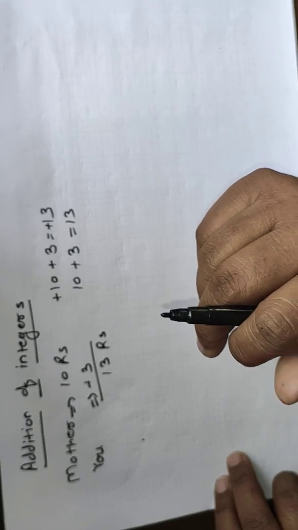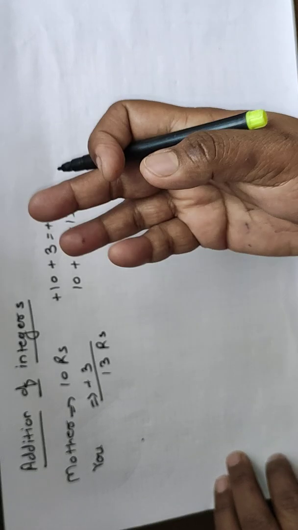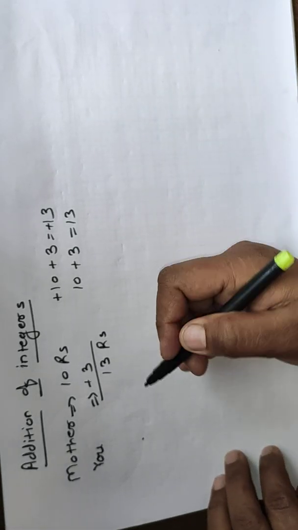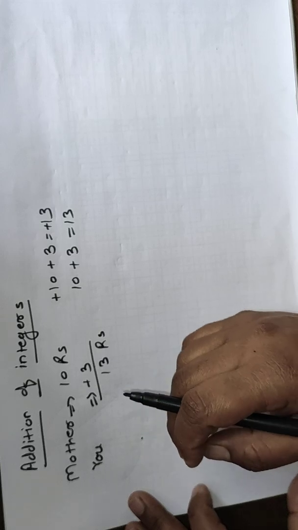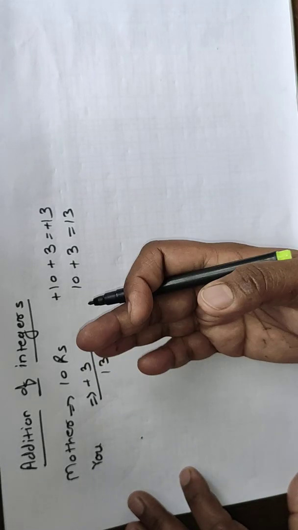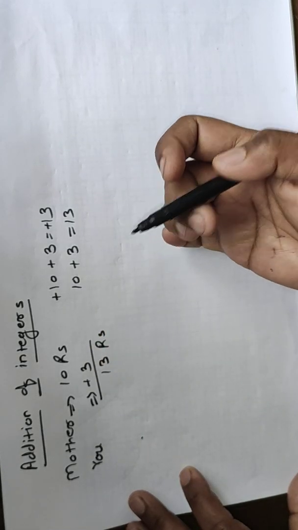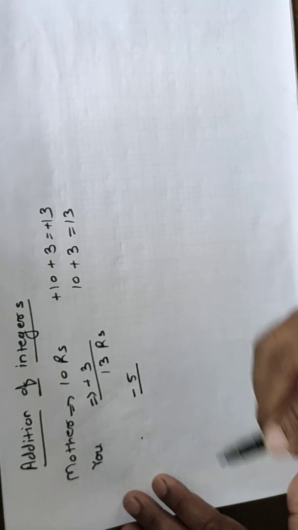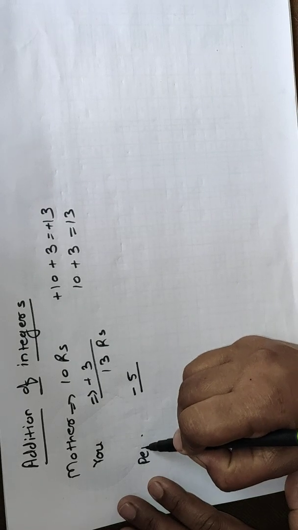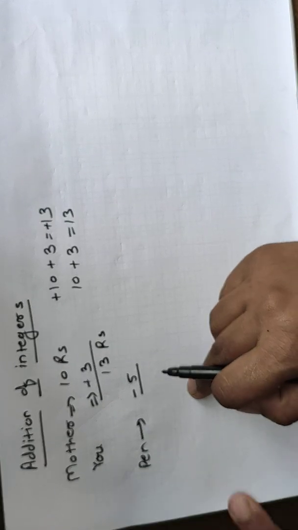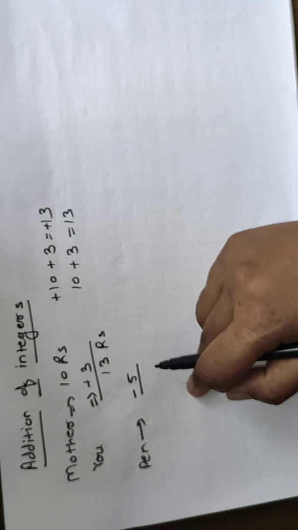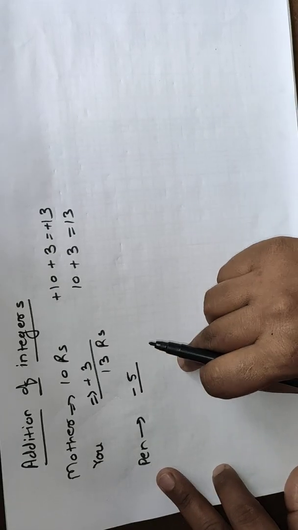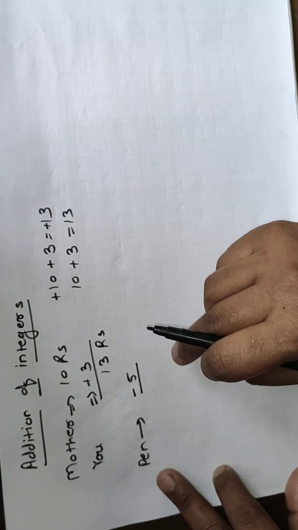Now they told you, suppose I lend you 5 rupees to buy a pen, how will you show that? If you are giving 5 rupees for the pen, how do we write it? You are spending that money, which means it will decrease. So we write minus, it is the cost of the pen. How many rupees? Negative 5 we have to write. So this is negative 5.